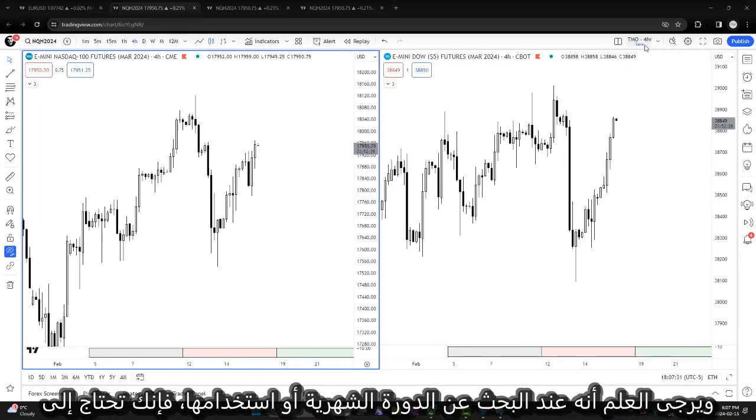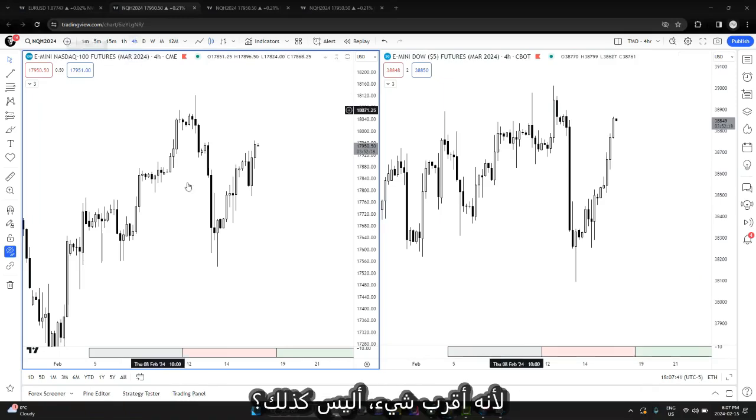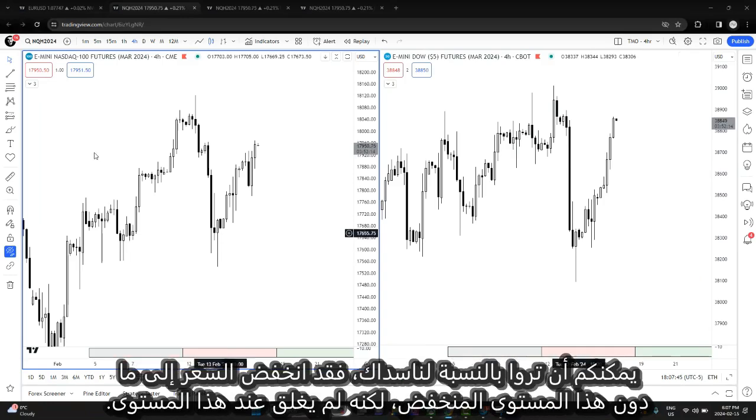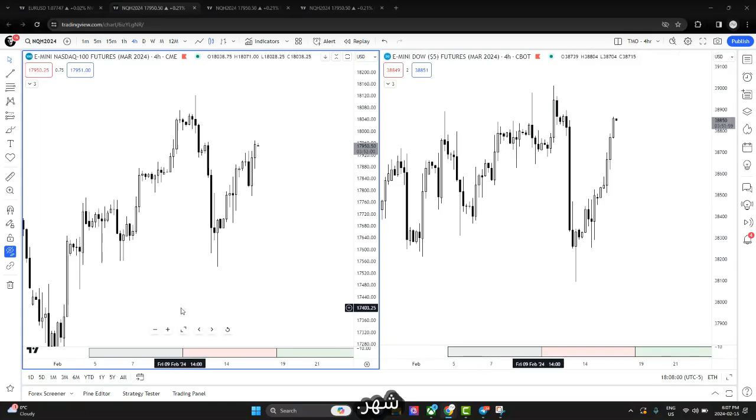And please be aware that whenever you are using the monthly cycle, you need to be on the 4-hour time frame, right? Because the closes matter, right? You guys can see for NQ, we had price run below this low, but it did not close above this close right here, which is the lowest close in Q1, which was the first week of the month.